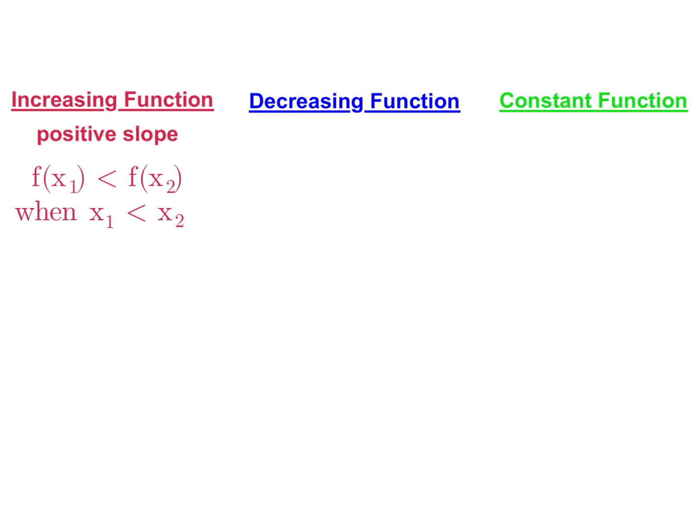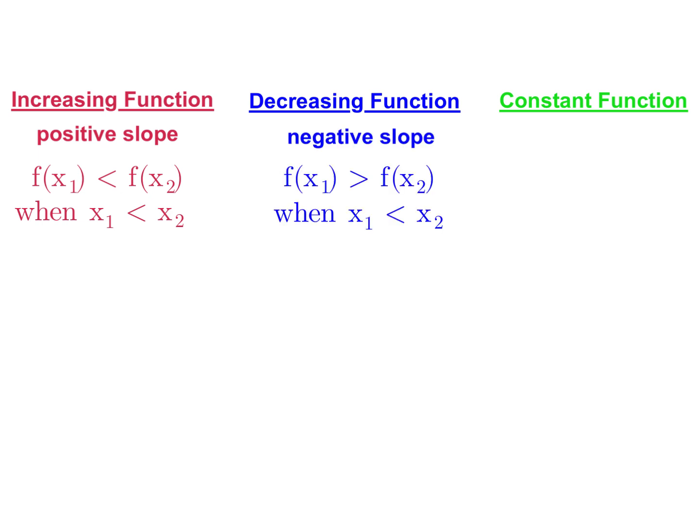So then with decreasing, what kind of slope is it going to have? It's going to have negative, and all of this is just going to be flipped, right? So it's going to have negative slope, and then the y's are actually going to be getting smaller even as the x gets bigger. Okay, so that part stays the same, but the y's get smaller as the x gets bigger.